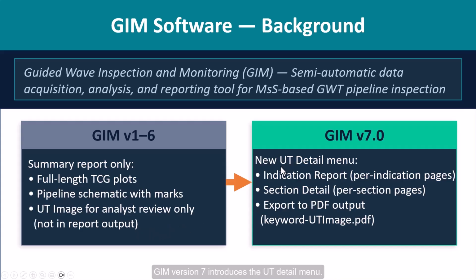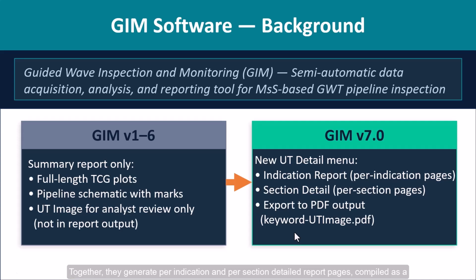GIM version 7 introduces the UT detail menu. This contains 3 new sub-menus: indication report, section detail, and export to PDF. Together, they generate per indication and per section detailed report pages compiled as a PDF file that accompanies the summary report in the final inspection package. Let me now show you this in action with a real data set.